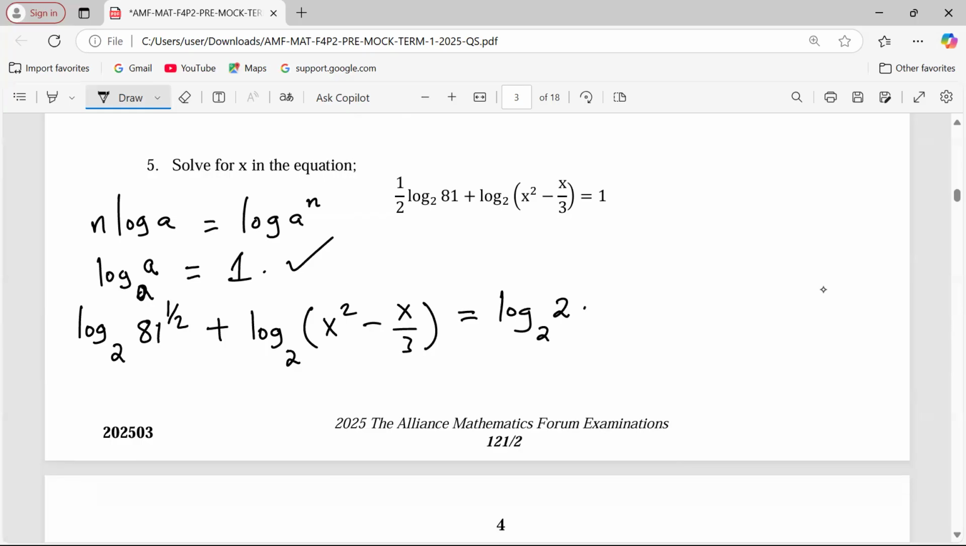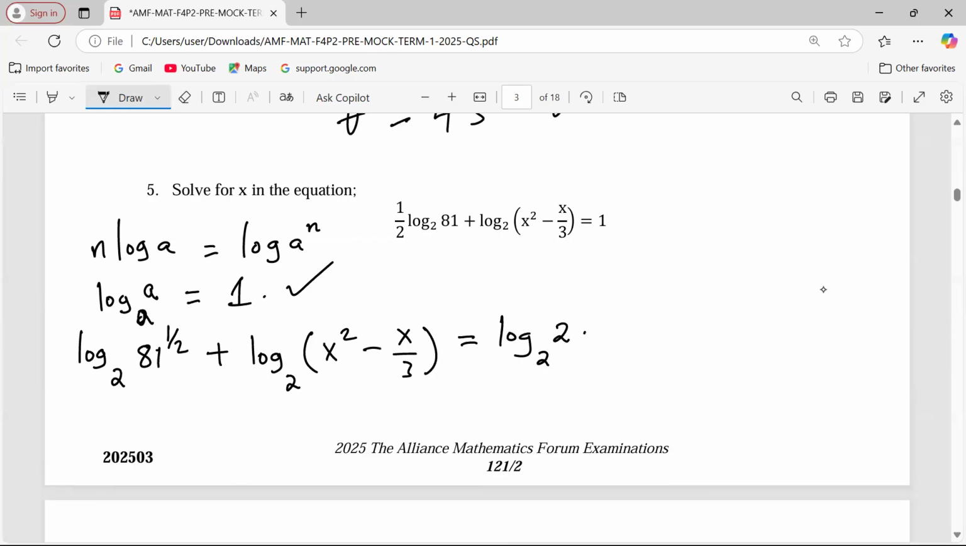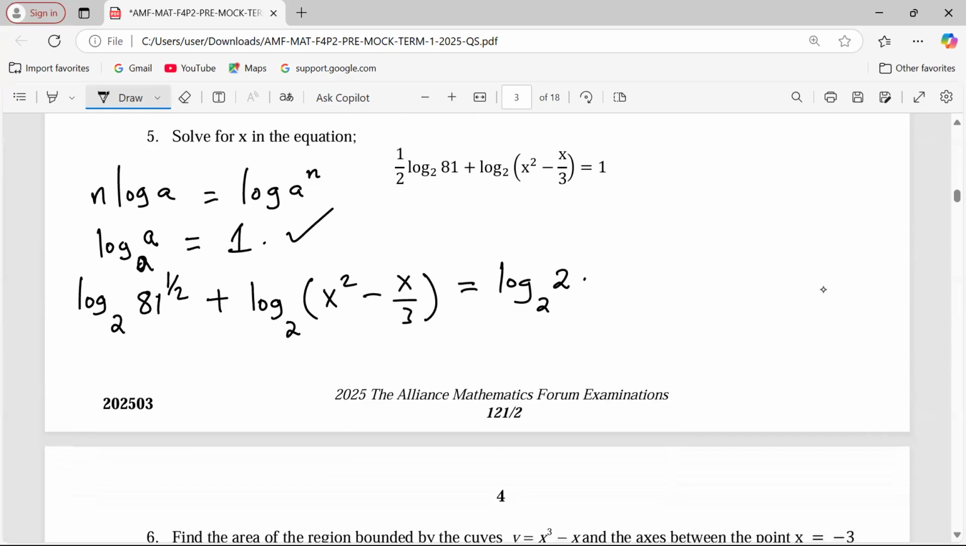Now, when we apply further laws, more so on indices, you discover that this can become the logarithm to base 2 of 9 instead of 81, because 81 power half means we take the square root of 81. Plus the logarithm to base 2 of x squared minus x over 3, equivalent to the log of 2 to base 2.